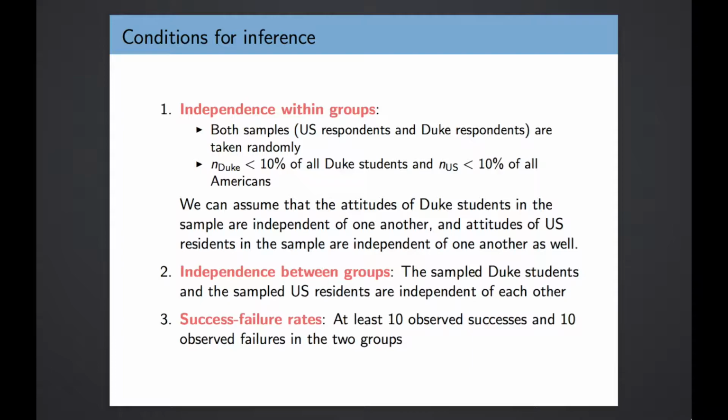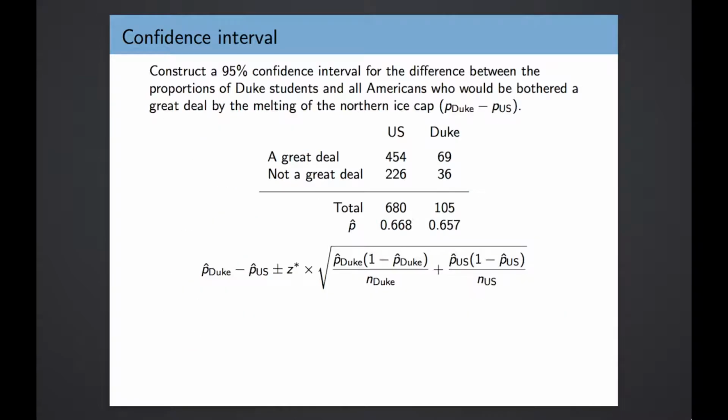That just means that across these categories that we're comparing, we have at least 10 observations in each of them. So we're going to continue with our example by constructing a 95% confidence interval around this point estimate of the difference between the proportions of Duke students and all Americans who would be bothered a great deal by the melting of the northern ice cap.